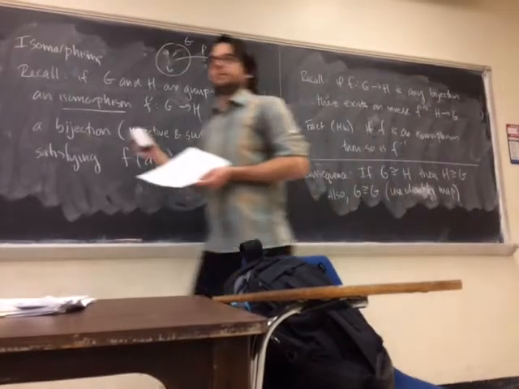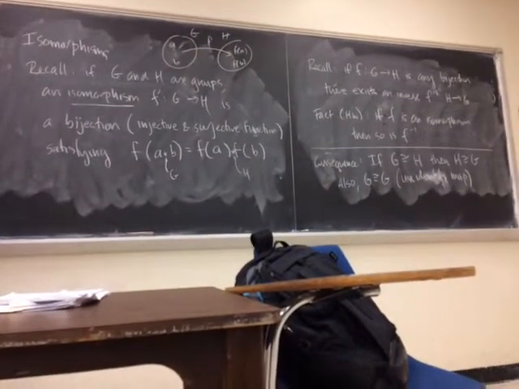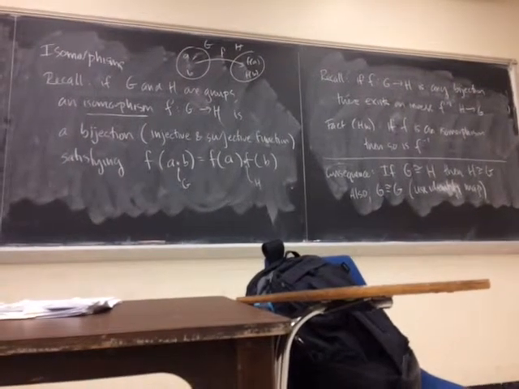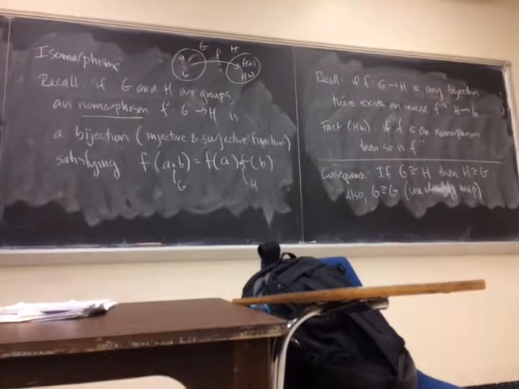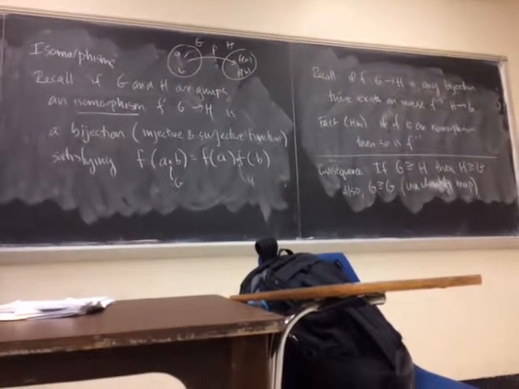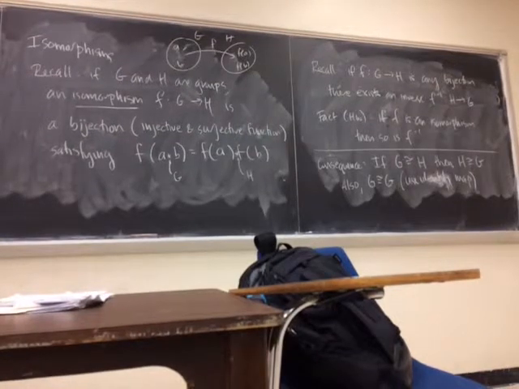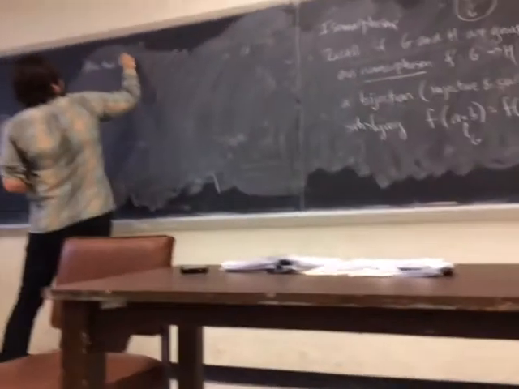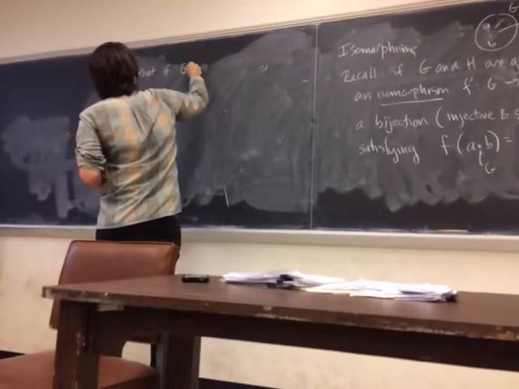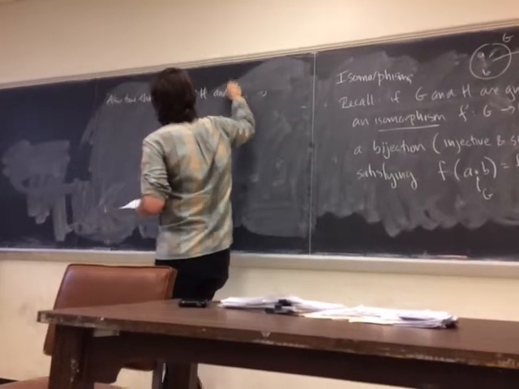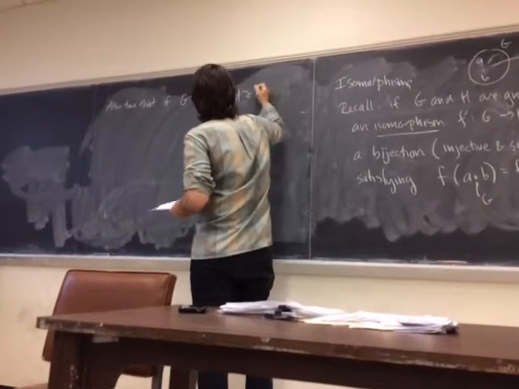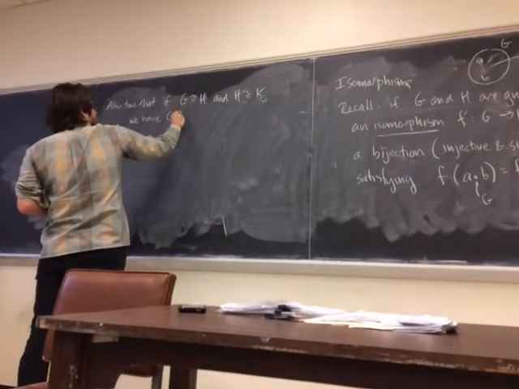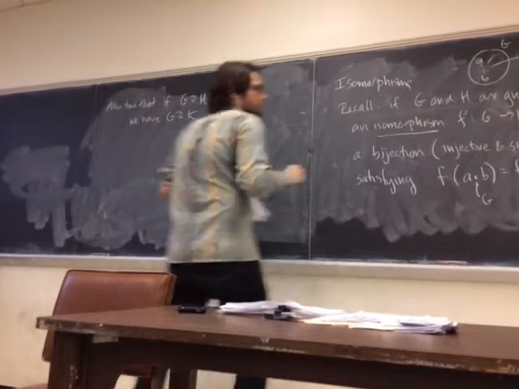What's the last one I'm going to write down? Also transitive. Okay, so let me write this down. We're going to come back to this notion, the equivalence relation, probably next week. I just want to mention it now. It's also true that if G is isomorphic to H, and let's say H is isomorphic to K, we get G is isomorphic to K.